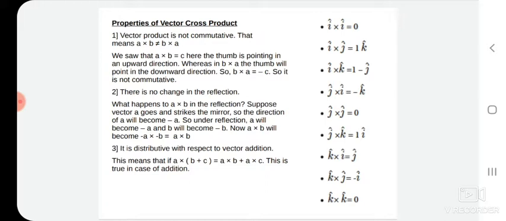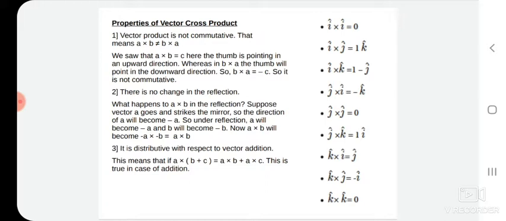The first property is that the vector product is not commutative. It means that A cross B is never equal to B cross A. But in the case of the dot product, A dot B is equal to B dot A. In the case of the cross product, A cross B is never equal to B cross A.